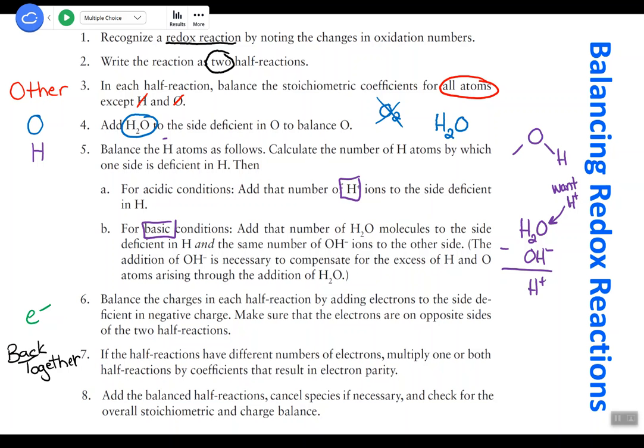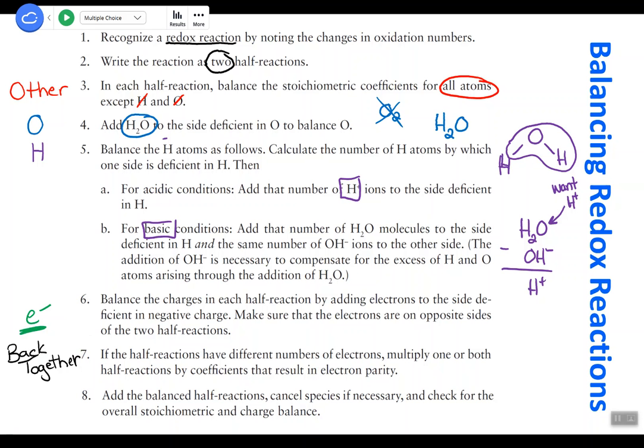Another way of thinking about that is adding H2O to one side and then subtracting most of the water but leaving the proton on the other side. So this is how we balance in a basic reaction. Next up, balance the charges.